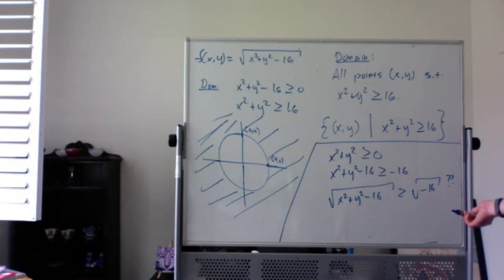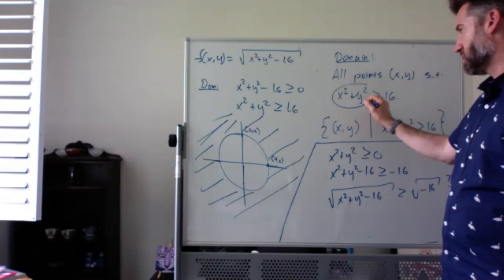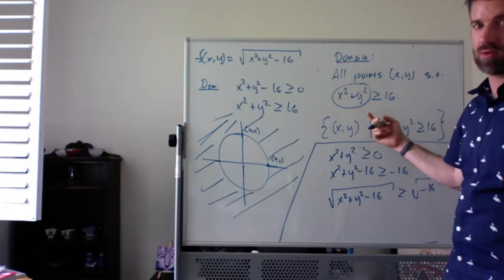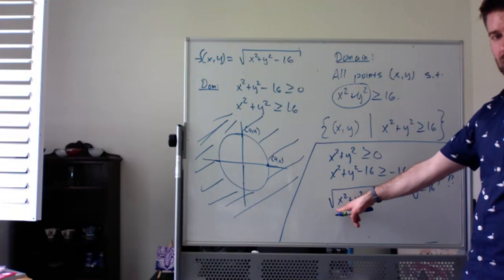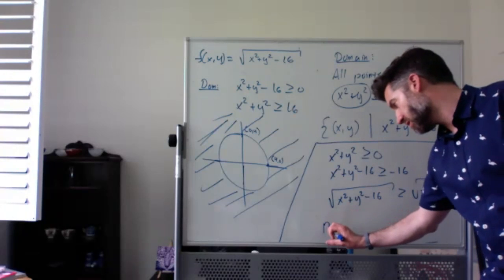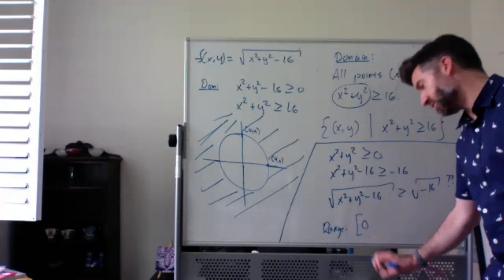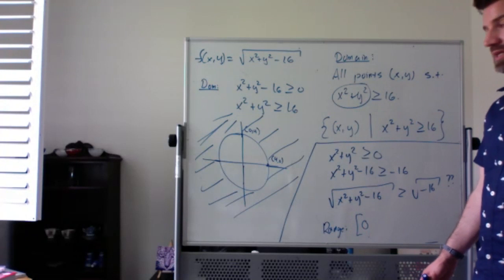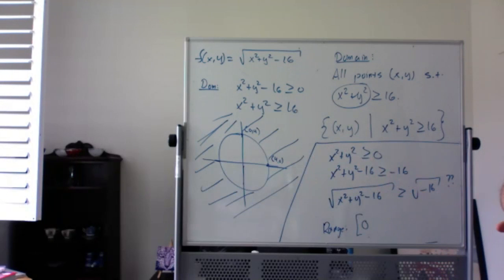So here's my thought process here. We already know that x squared plus y squared is bigger than or equal to 16. Our domain said it had to be. So we already know that this is 16 or bigger. 16 minus 16 is 0. So we know that our range is starting with a low of 0. You can't be any smaller because square roots always give you non-negative outputs.